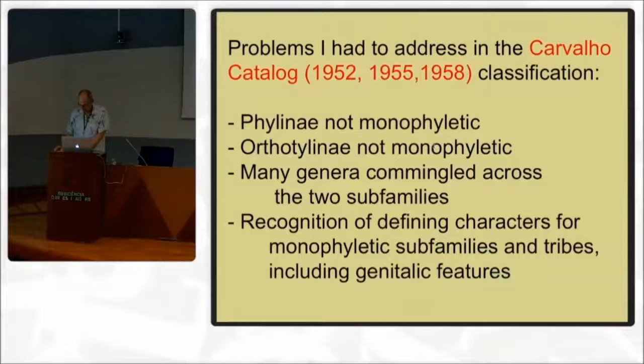The Carvalho catalog was instrumental in facilitating my research. It was published in the 1950s, beginning in 1952 and ending in 1958. It facilitated my research, but nonetheless, the classification presented in it had some serious limitations in the subfamilies of my particular interest, as pointed out on this slide. The Phylini weren't monophyletic, the Orthotylini weren't monophyletic. Many genera were commingled across the two subfamilies, and recognition of defining characters for monophyletic subfamilies and tribes, including genitalic features, were lacking.